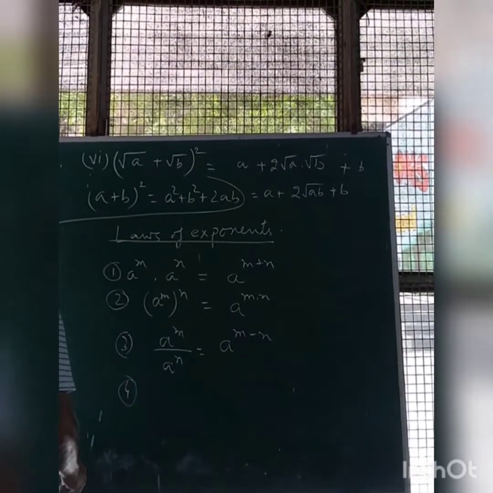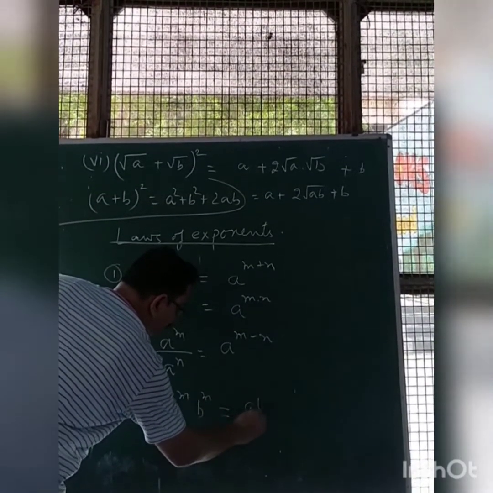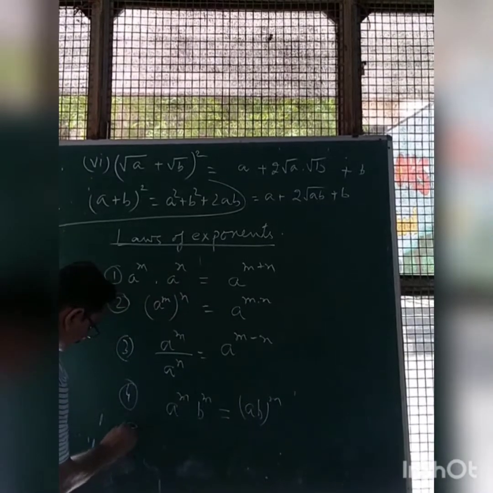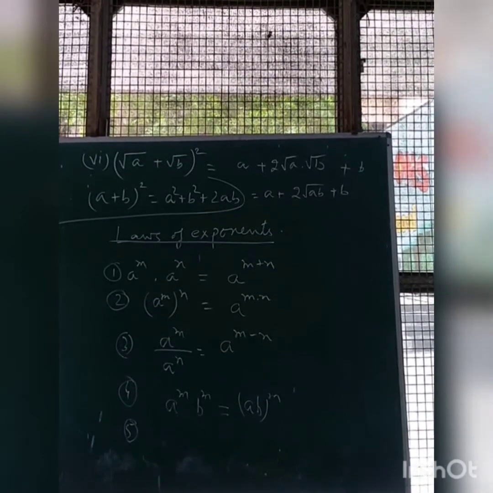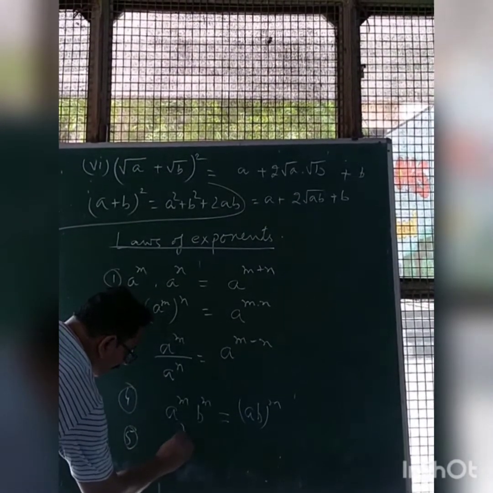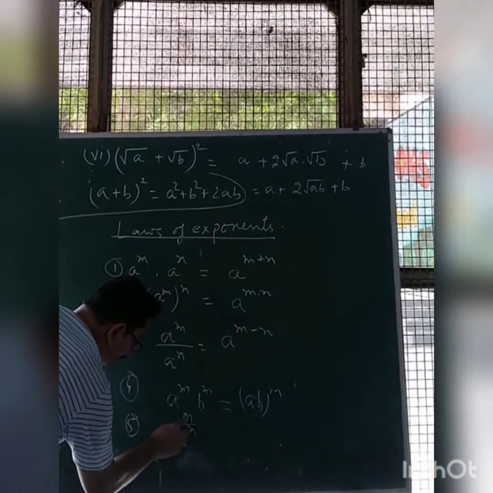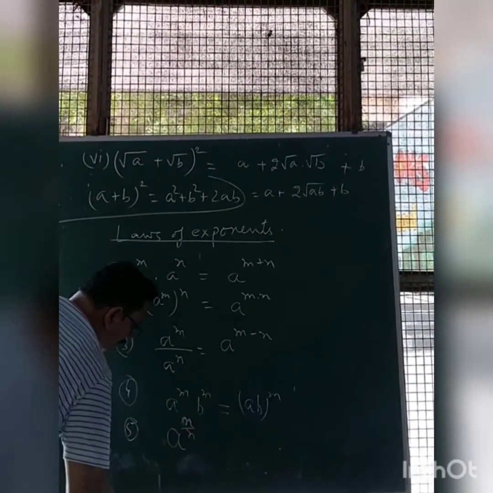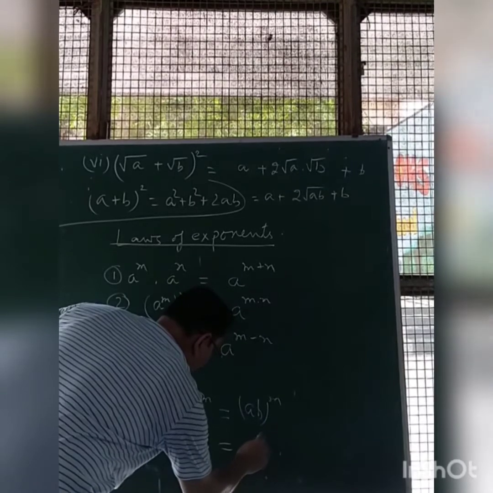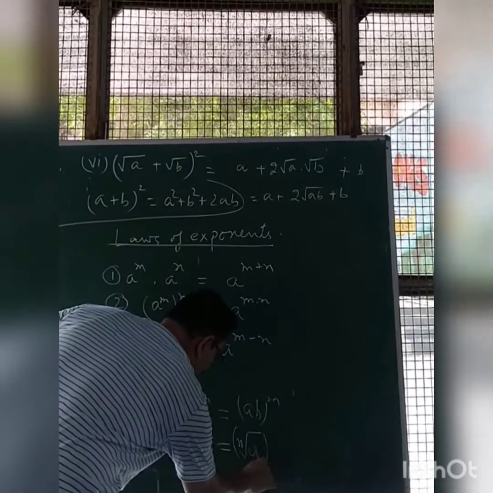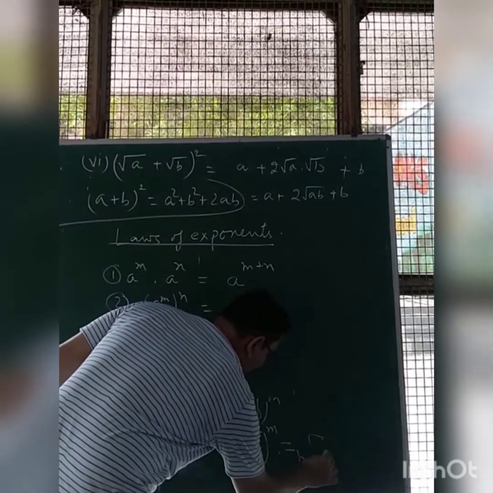Fourth, a raised to the power m into b raised to the power m is equal to ab raised to the power m. Fifth, a to the power m upon n is equal to under root n of a raised to the power m, which is equal to the nth root of a, raised to the power m.